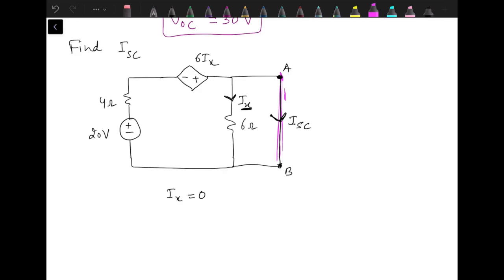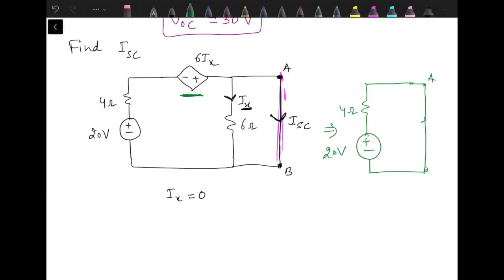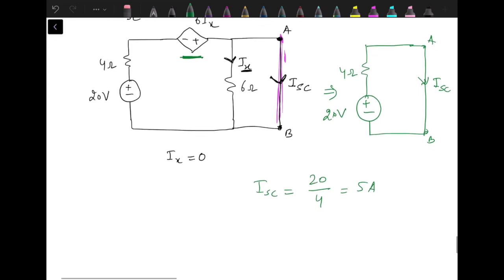Ix is 0. When Ix is 0, the voltage supplied by this source is also 0. So this circuit simplifies to a 4 ohm resistance and a 20 volt source. We don't have the dependent source anymore, and we don't have the 6 ohm resistance anymore. Here we have A and B, through which the current is ISC. So ISC is 20 by 4, simply 5 ampere. This is how we calculate the current.